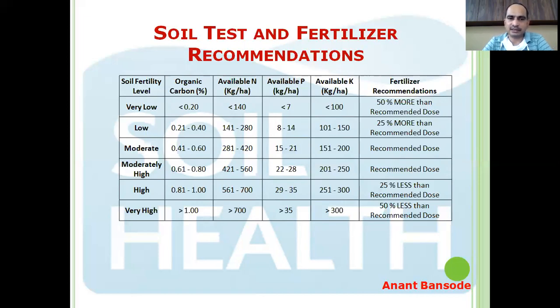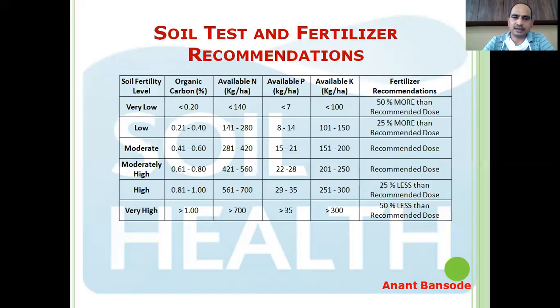You can see in the soil analysis, the nutrient content is classified as very low, low, moderate, moderately high, high, and very high. Okay, if our nutrient content in the soil is moderate or moderately high, we have to apply the recommended dose of fertilizer for that particular crop. If it is low, then for that particular nutrient, we need to add 25% more. If it is very low, it will be 50% more.